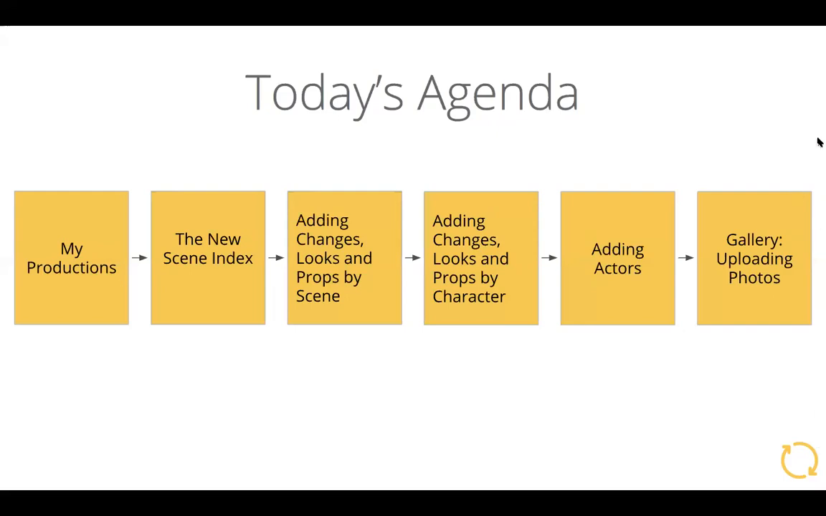Before we get started here, I just wanted to quickly go over today's agenda. We'll mainly be focusing on the breakdown, and we'll start as if we're breaking down a new script for all of the departments. We'll walk through that. So we'll start on the My Productions page. We'll then jump into the brand new scene index. We'll then go over adding changes, looks, and props by scene, as well as by character. Then we'll take a look at adding actors. And last but not least, we'll jump into the gallery and go over uploading photos.